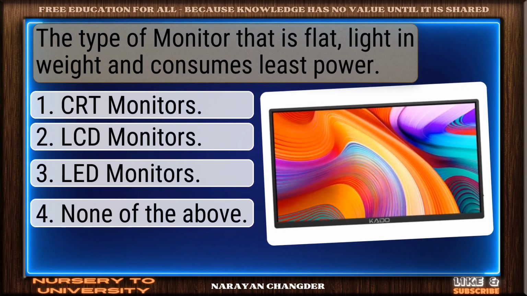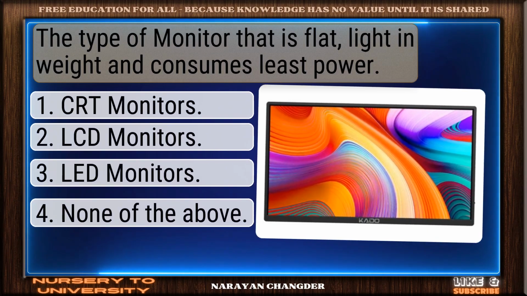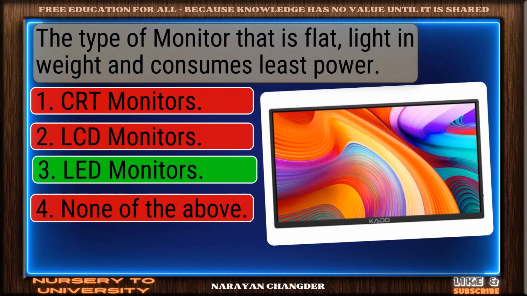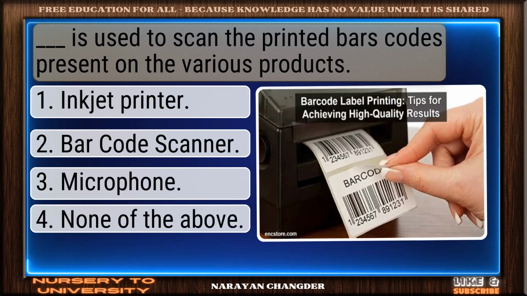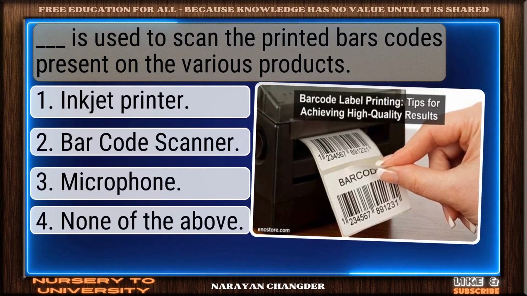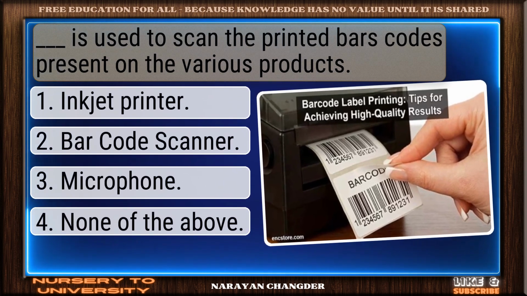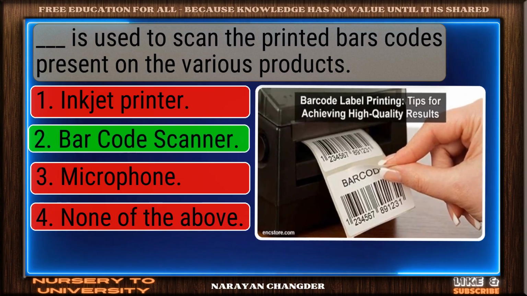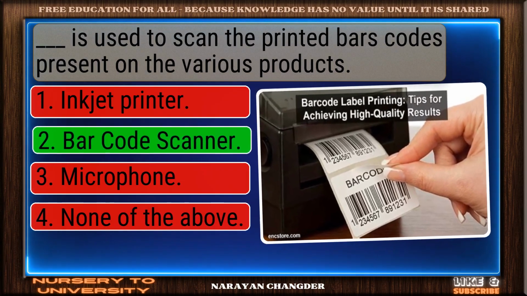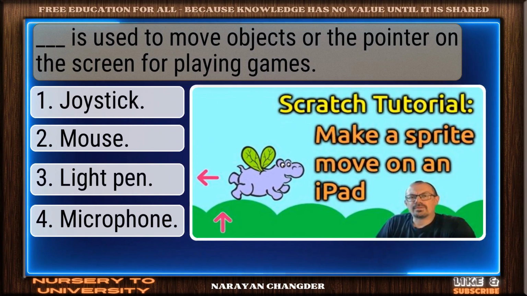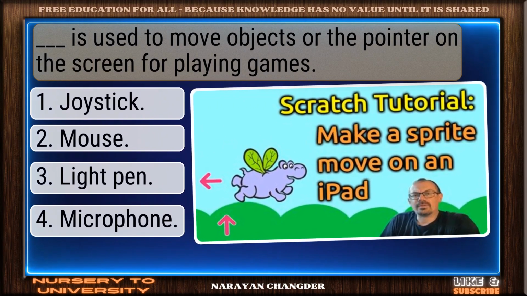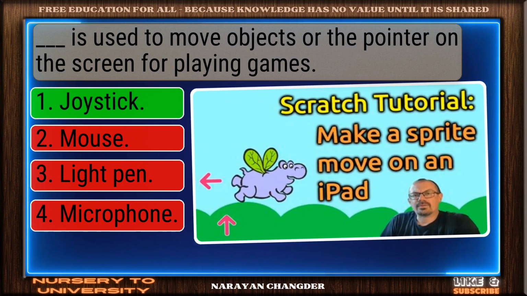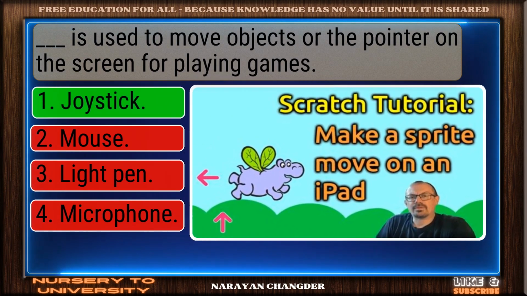The type of monitor that is flat, light in weight, and consumes least power. Perfect. LED monitors is the correct choice. Dash is used to scan the printed bar codes present on the various products. Clear logic. Your choice barcode scanner is sound and 100% true. Dash is used to move objects or the pointer on the screen for playing games. Nice selection. Joystick is the correct and valid answer.